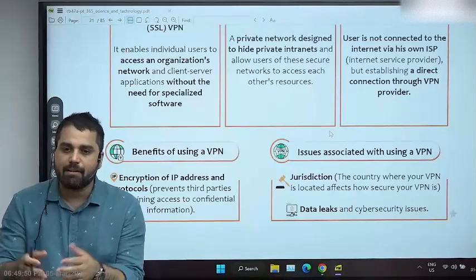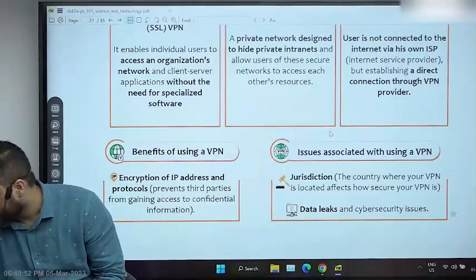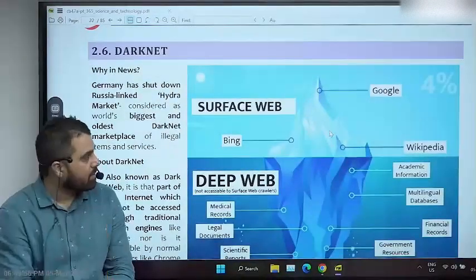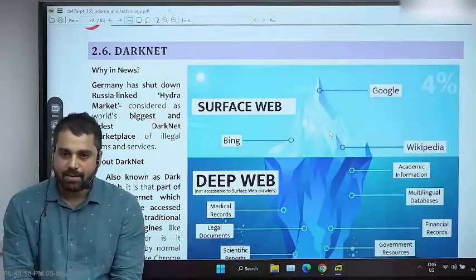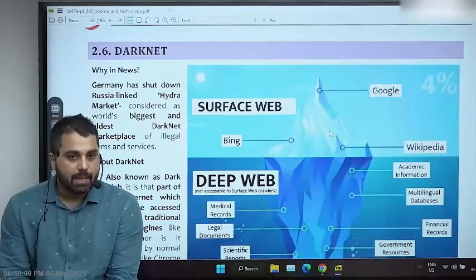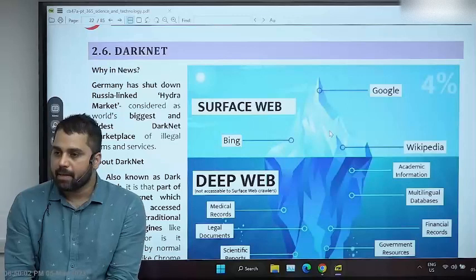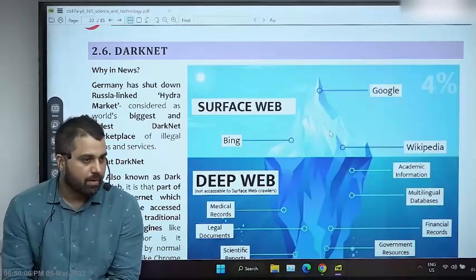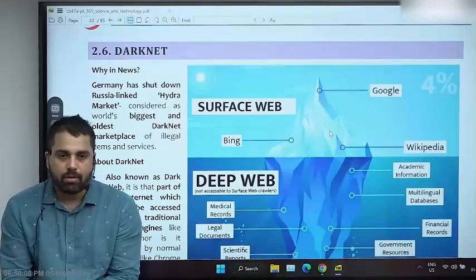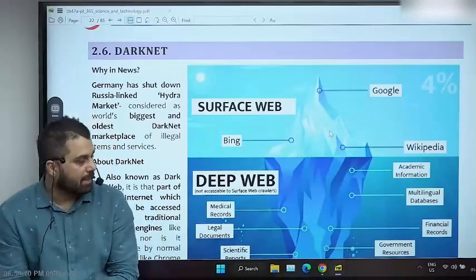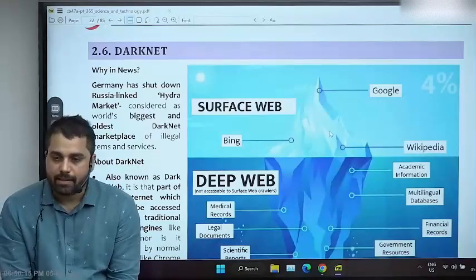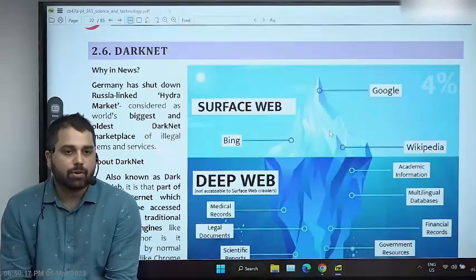So VPN can have many types of applications. Now compared to VPN, this next concept, which is called darknet, is different. What was it with VPN? That I can have VPN even on a normal browser. I can subscribe to VPN on Google Chrome, on Firefox, and Opera has inbuilt VPN, by the way. But darknet is basically part of the internet which cannot be accessed even on a normal browser.